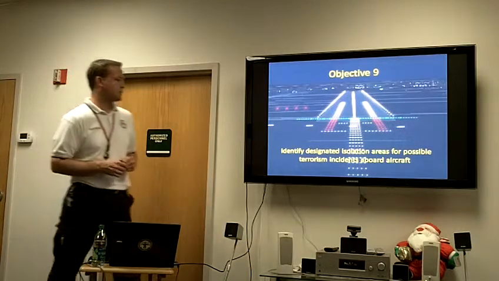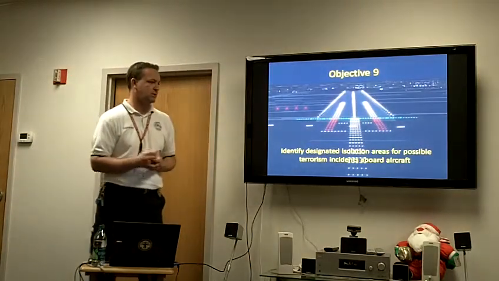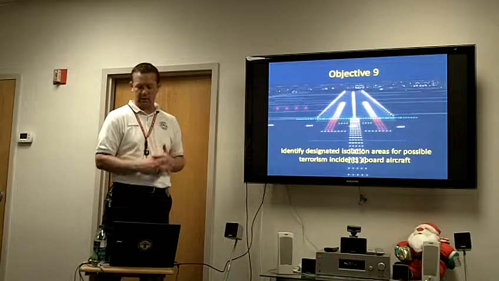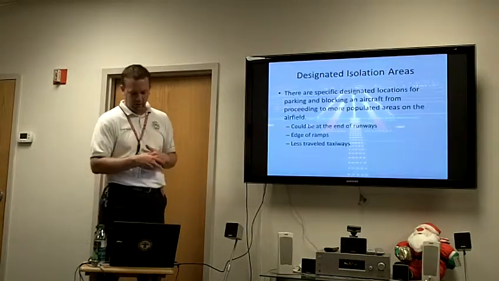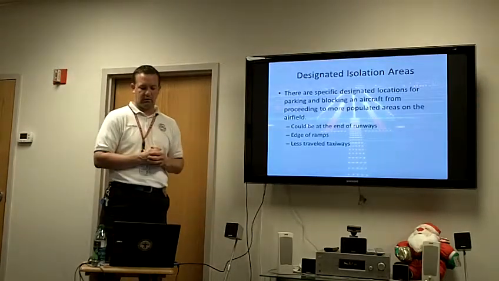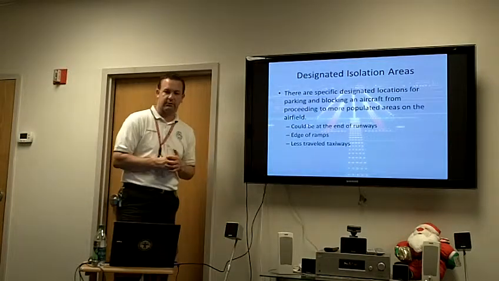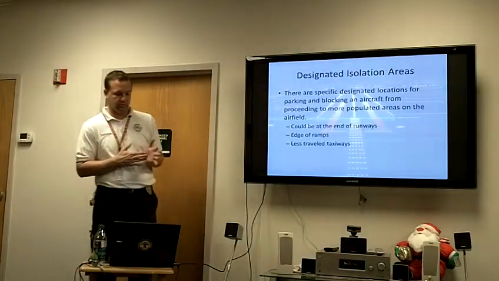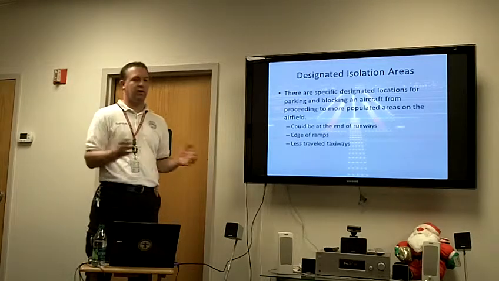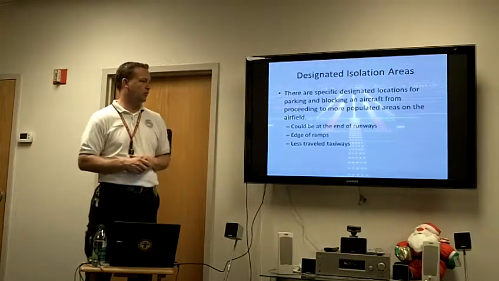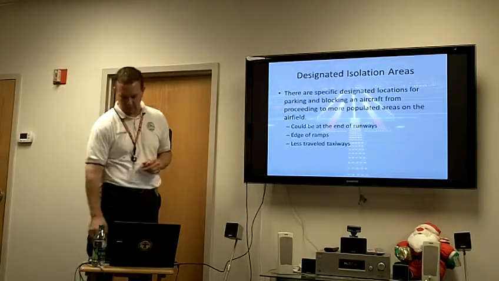The next objective we're going to cover is to identify the designated isolation areas for possible terrorism incidents. It's a huge thing now since 9/11. There are specific designated locations for parking and blocking an aircraft. Here at the airport, it varies by airport, but they can be located at the end of runways, edge of ramps, and less traveled taxiways.